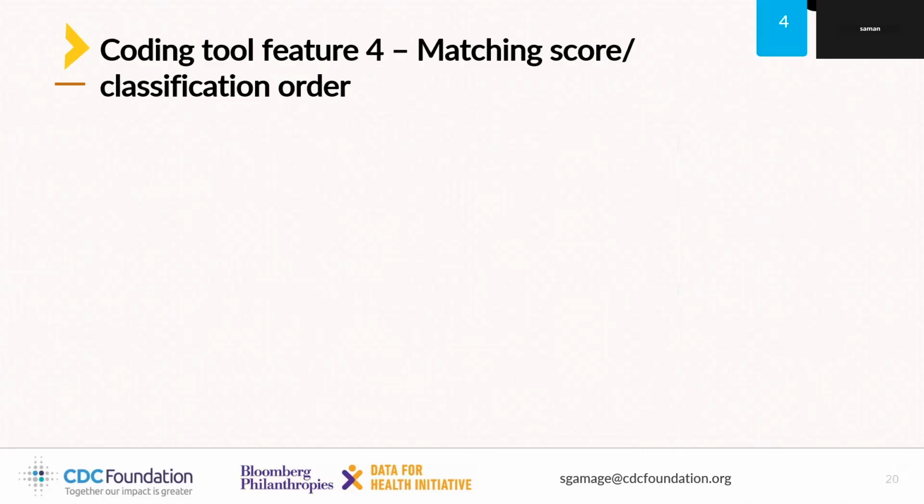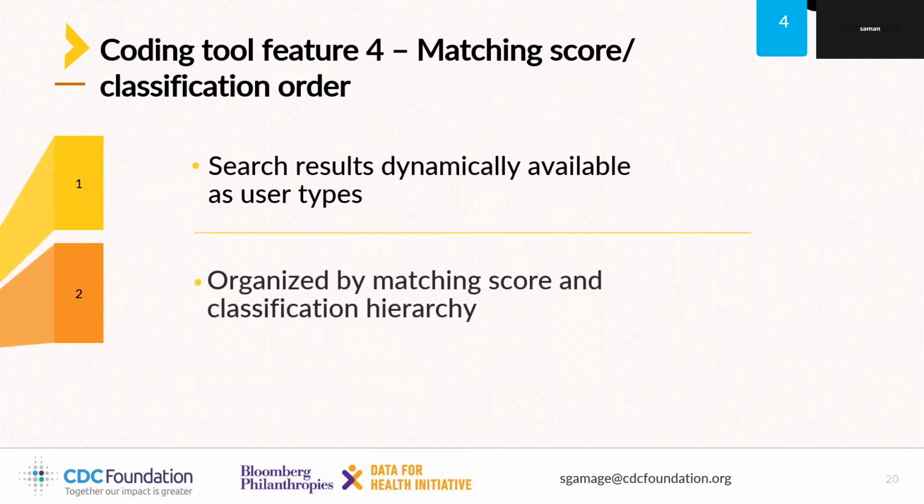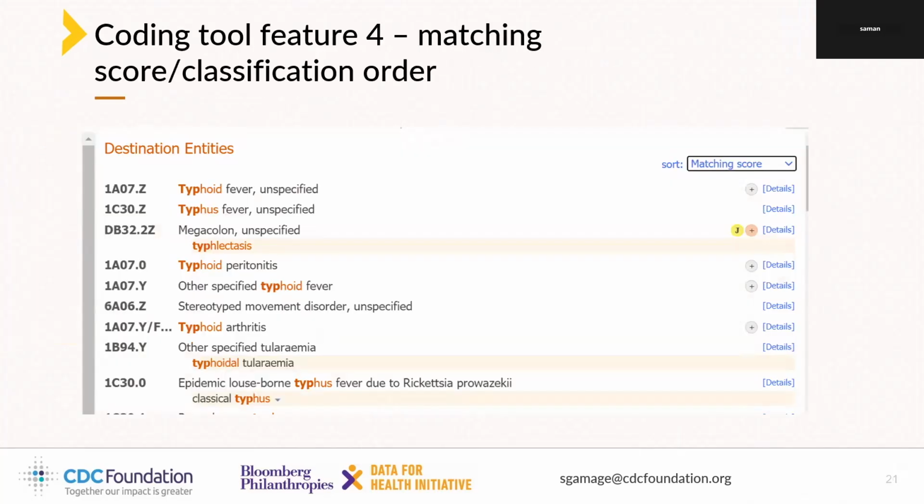Coding tool feature 4, matching score and classification order. Search results are dynamically available as the user types, organized by matching score and classification hierarchy. Here are some destination entities or results according to the matching score. The search term is typhoid, and results appear according to the matching score.